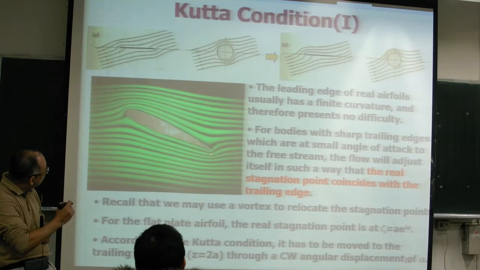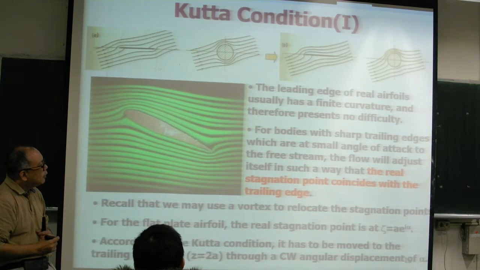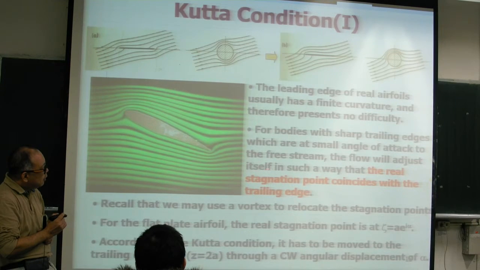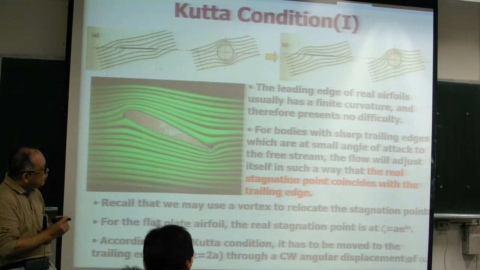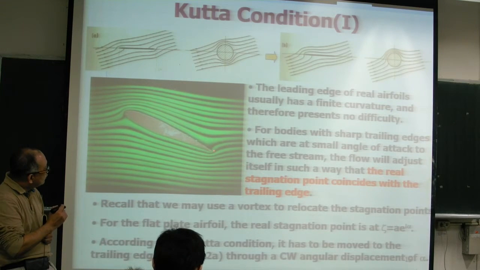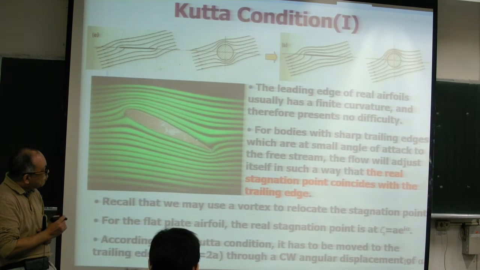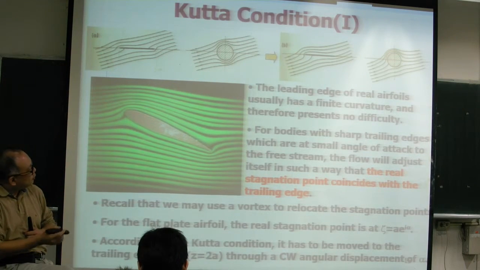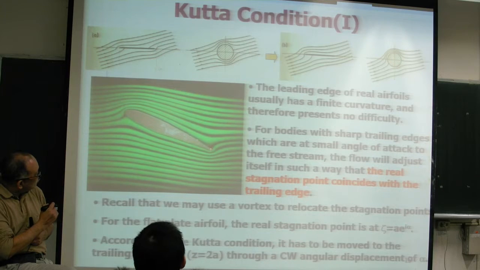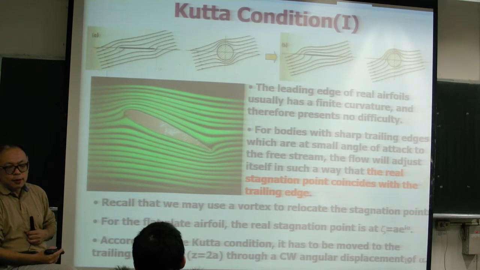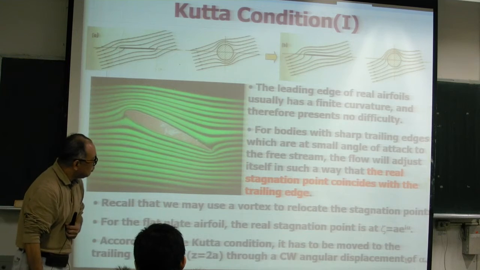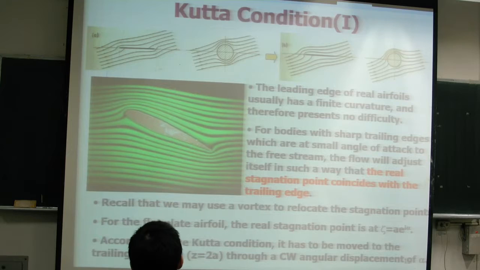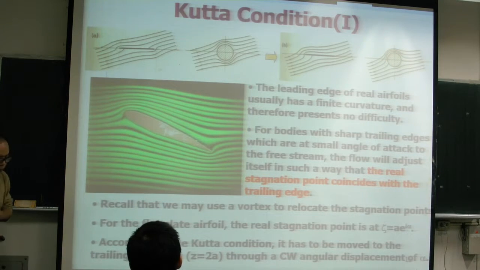Flow is uniform, but we have the airfoil here at an angle of attack. The flow will adjust itself in such a way that the real separation point will coincide with the trailing edge. It automatically adjusts, moving the separation point to the trailing edge. This is something nature does on its own.